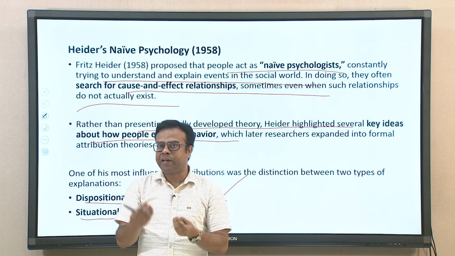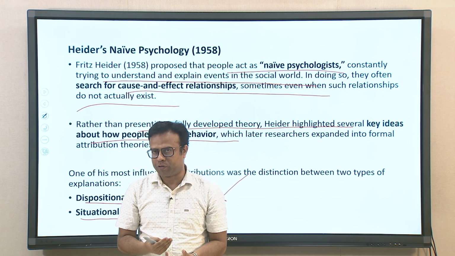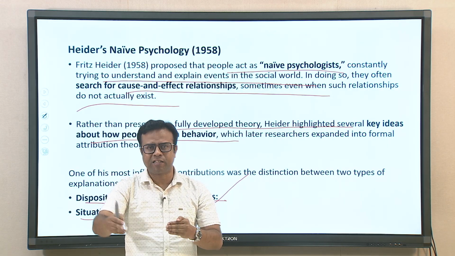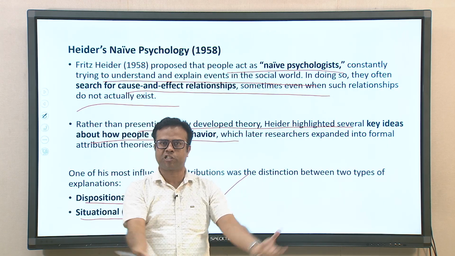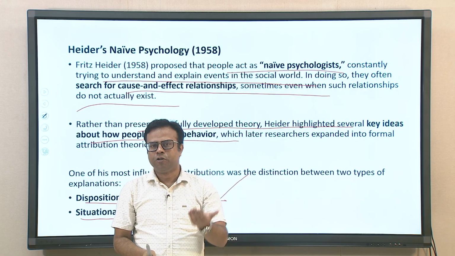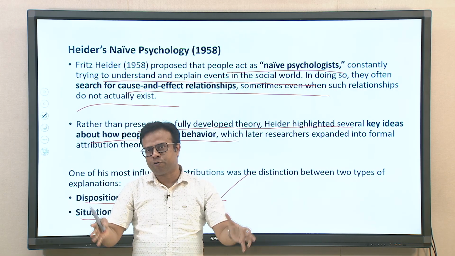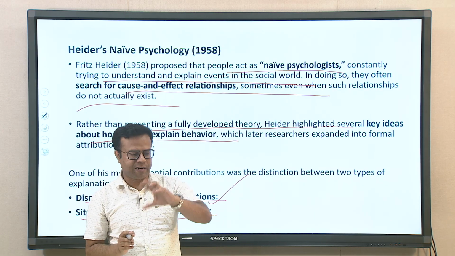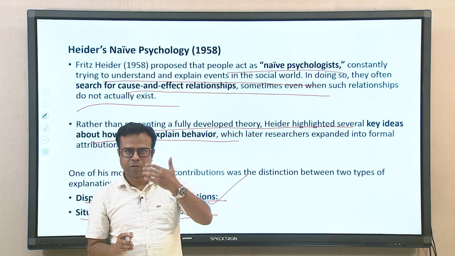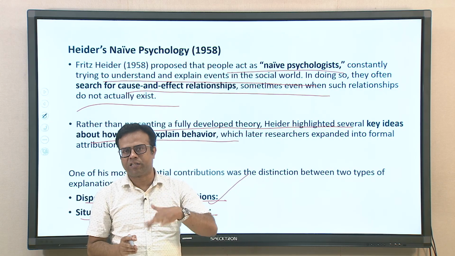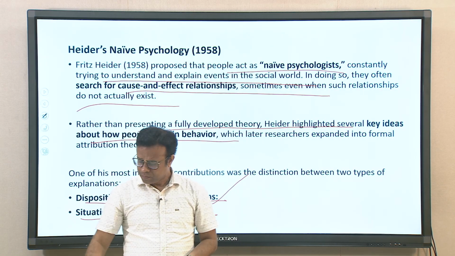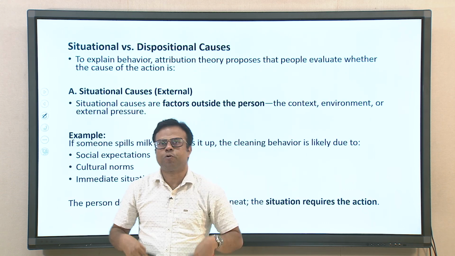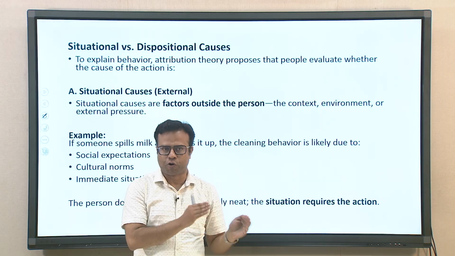When you explain behavior based on situational attribution, for example, you say this person has behaved like this because he was forced to, because somebody was forcing him. So, the situation is responsible, not the person. So, one of the broad categories of attribution that people make in terms of finding causes of behavior is whether the behavior is arising from internal factors or from situational factors. So, that is called situational versus dispositional causes. So, this theory talks about that.